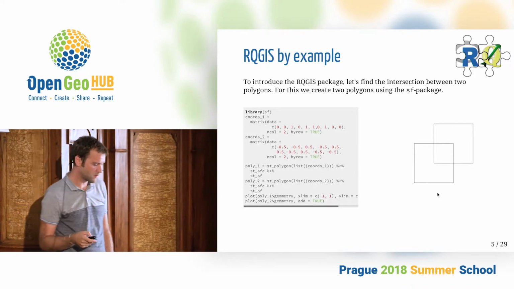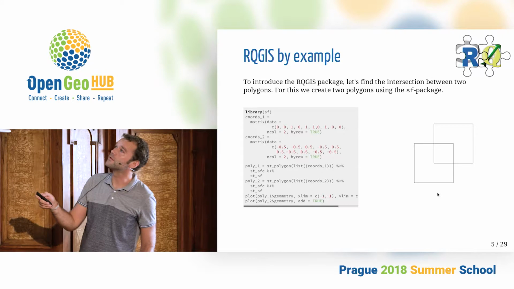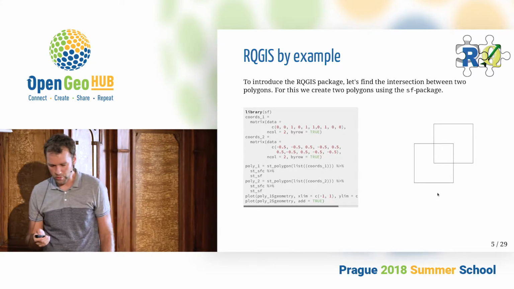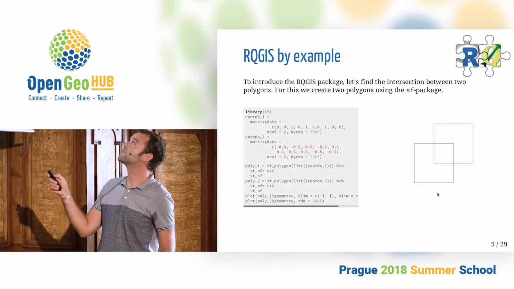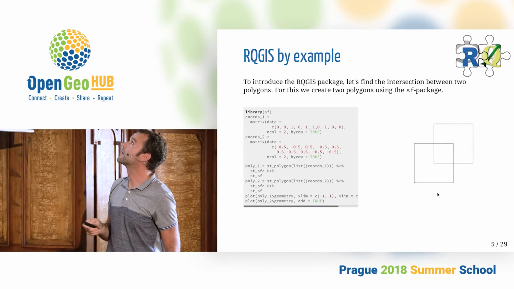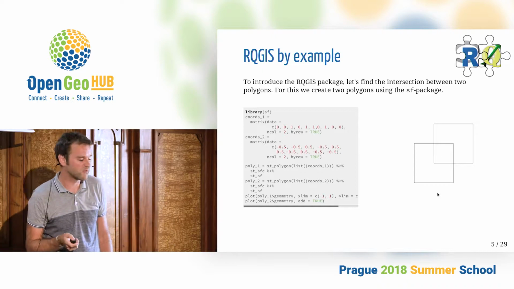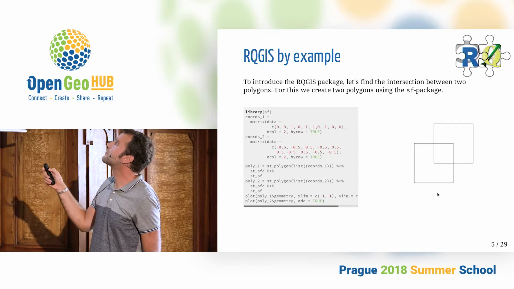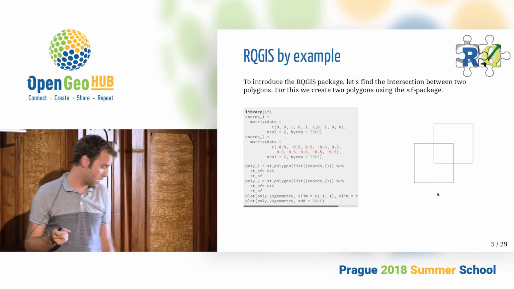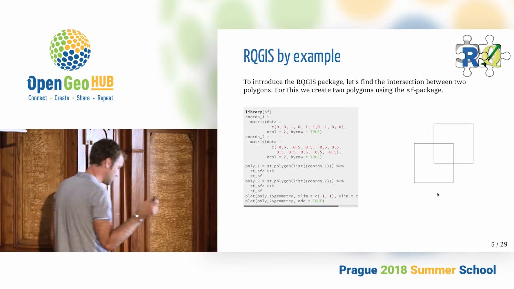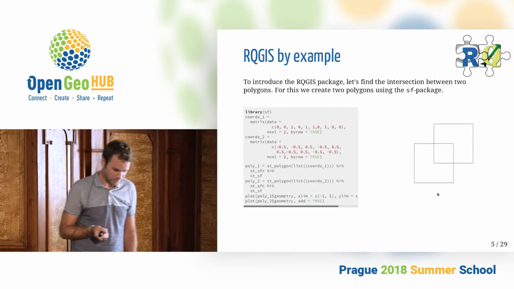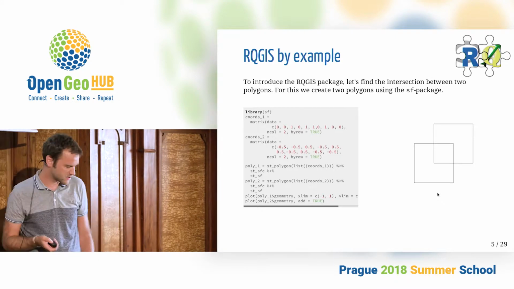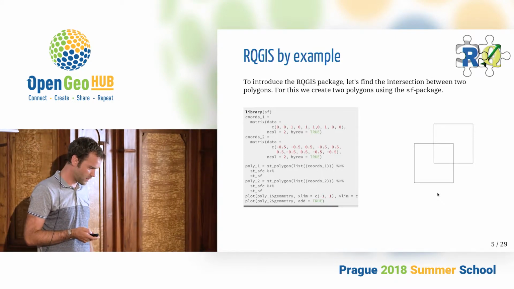So first I use sf. Here are a few coordinates, and then I create polygons out of these coordinates, and then we have two overlapping polygons, and the first thing I would like to do is to compute the intersection. As I said, it's just a toy example. You can do it using sf as well. But to introduce how RQGIS works, I think it's a fine example.